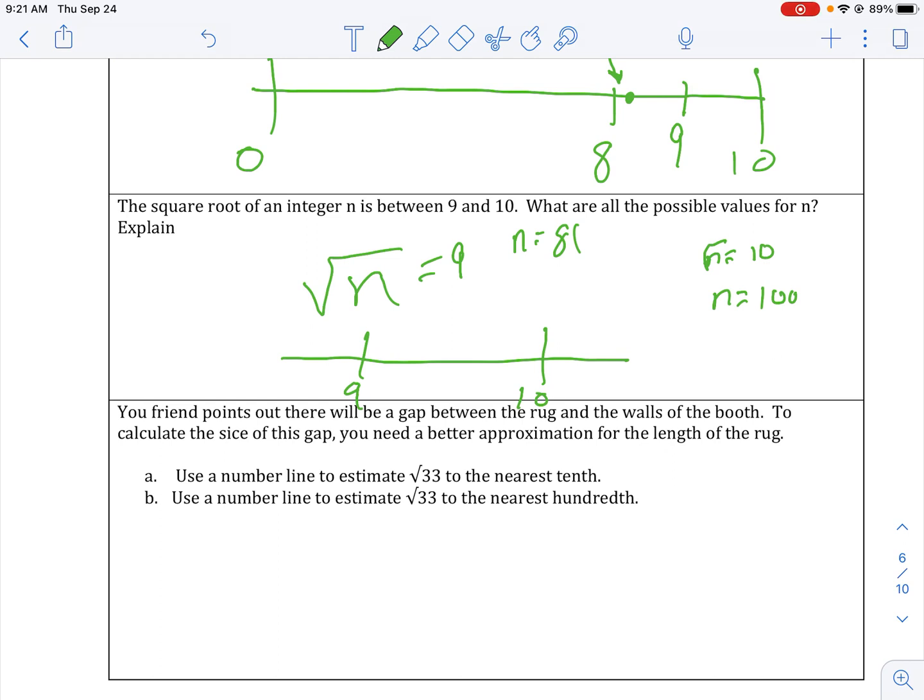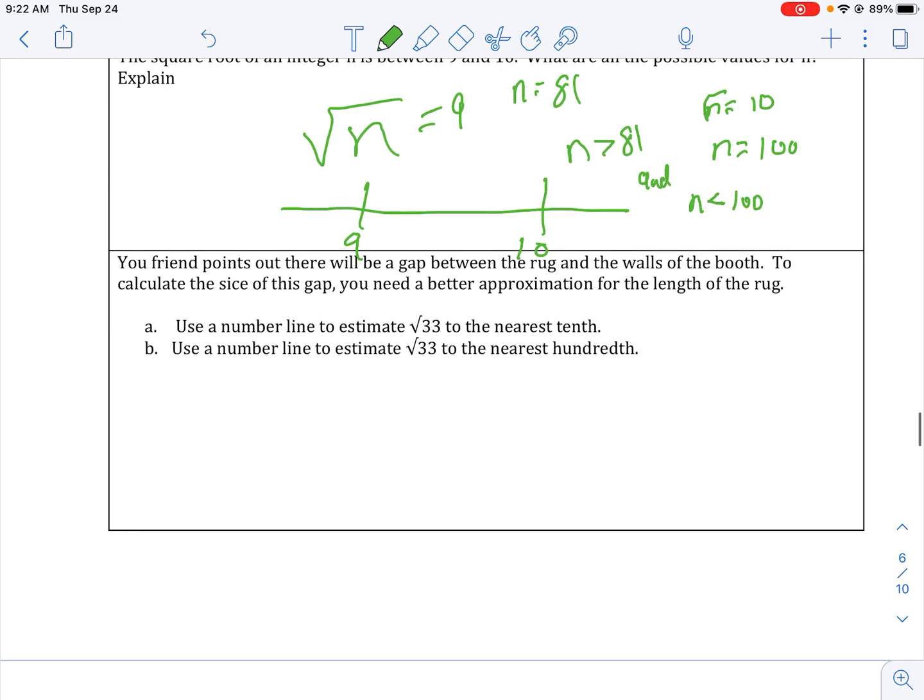So if we want them to be between 9 and 10, then n has to be greater than 81 and n has to be less than 100. So anywhere between 81 and 100, the square root of any one of those numbers will fall between 9 and 10.